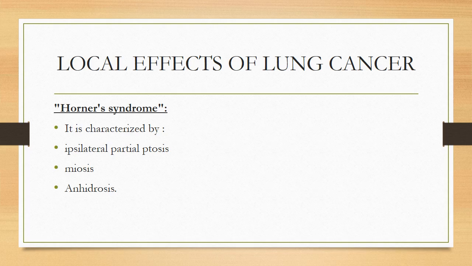For example, Horner syndrome, which occurs due to involvement of the sympathetic chain at or above the level of the stellate ganglion. So it is characterized by ipsilateral partial ptosis, miosis, and anhidrosis. Anhidrosis is absence of sweating. Ipsilateral partial ptosis means the drooping of the eyelid, which will be partial, and miosis is a constricted pupil.